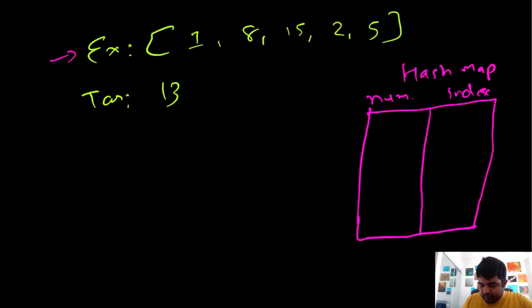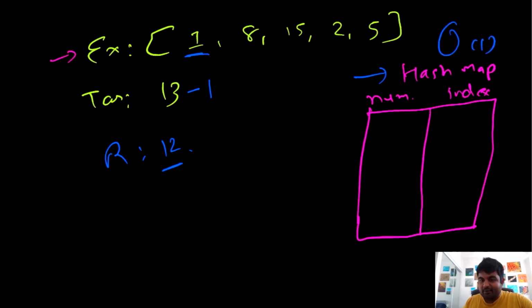And what we are going to do is, first of all, at any position we are going to find the remaining value. So we are going to do 13 minus 1, so the remaining value in this case is going to be 12. And now we will try to see whether this 12 exists inside this given hash map, and that can be done in constant time, because that is the property of hash map, that is the beauty of hash map. So we will try to see, okay, 12 does not exist in this case.